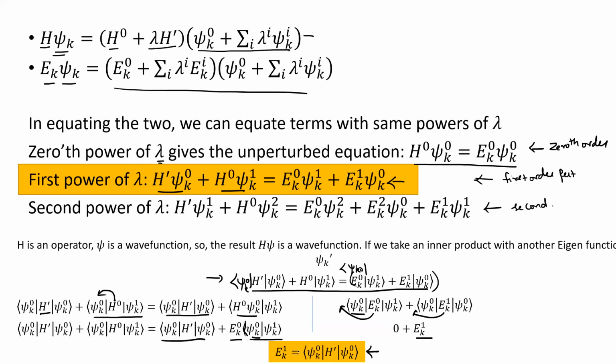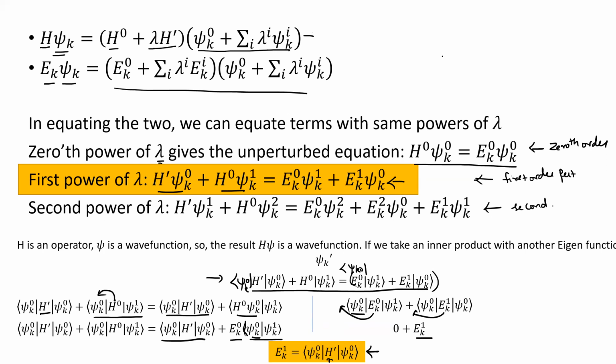which is the Dirac bracket of ψk acting on H hat, where H hat is H', the perturbing Hamiltonian, right? We will soon see what this equation actually means. I'm just building the mathematical framework, and we will see what intuitively this expression means very soon. Okay. So this is the first-order correction to the energy.